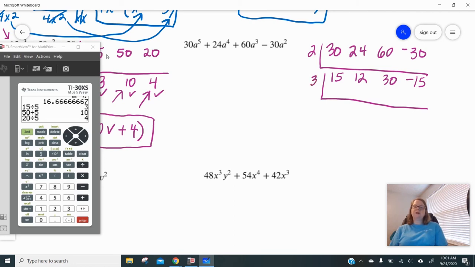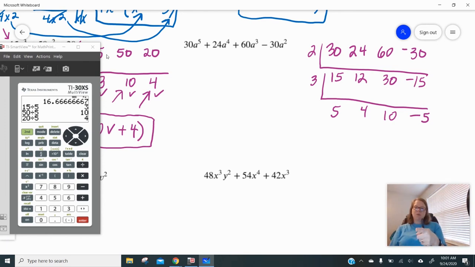So 15 divided by 3 is 5. 12 divided by 3 is 4. 30 divided by 3 is 10. Negative 15 divided by 3 is negative 5. Okay, so what do you notice now? 5, 4, 10, and negative 5.